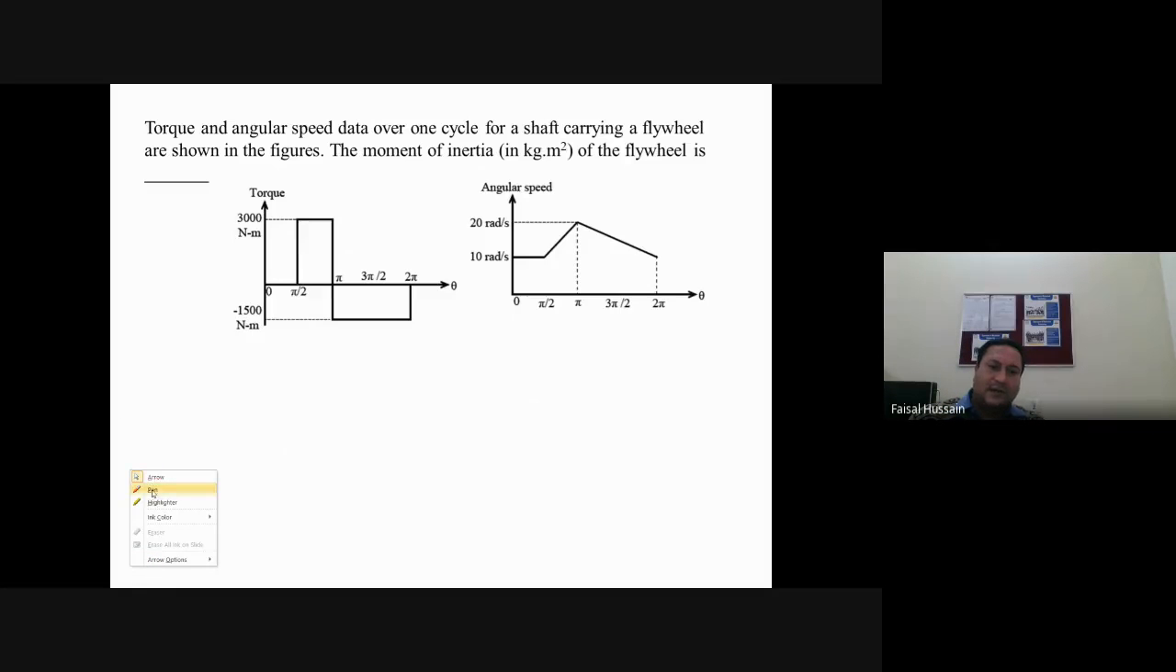Now the last problem, I will take this as the last problem, then we will end our class. Now in this problem, torque and angular speed data over one cycle for a shaft carrying a flywheel are shown in the figures. Now what we have to determine: generally in the maximum number of problems you have to determine the moment of inertia. And to determine the moment of inertia, the equation is delta E equal to I omega square CS.